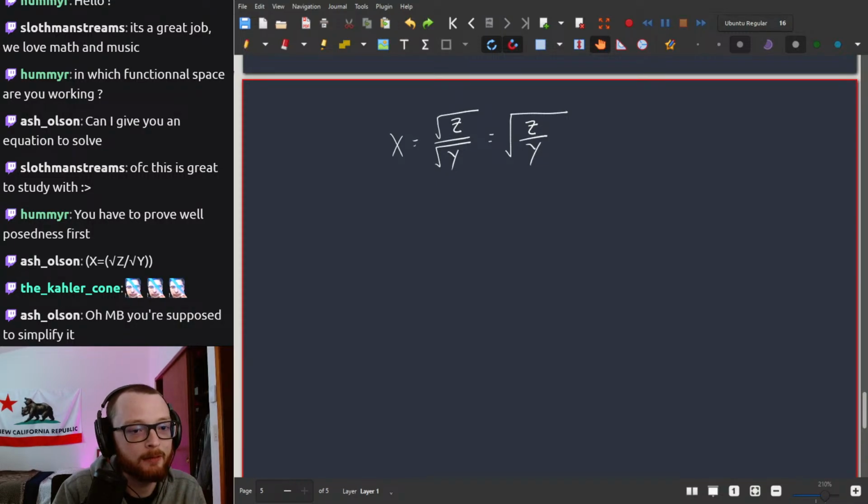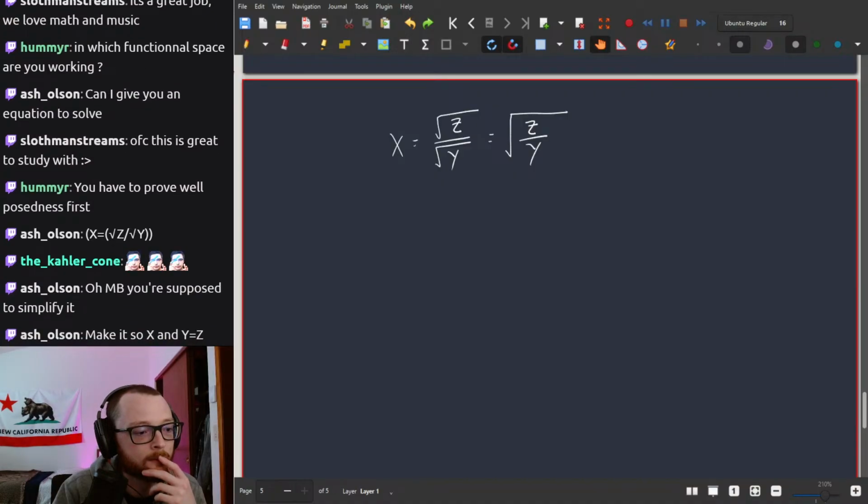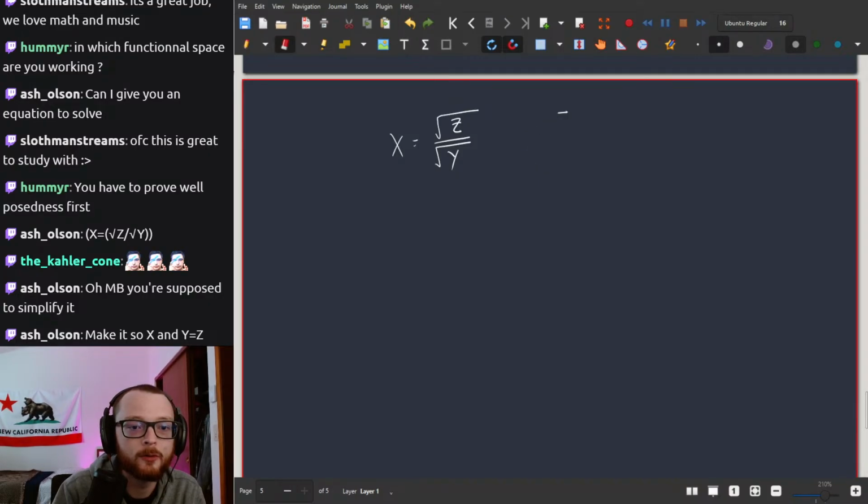Like maybe X, Y, and Z have a specific meaning in your context that I don't know. Make it so X... Okay, so you want to isolate Z. That we can do. Definitely the first step I would do is, since Z is right here, I want to get rid of this Y on the bottom. So I'm going to multiply each side of the equation by root Y.